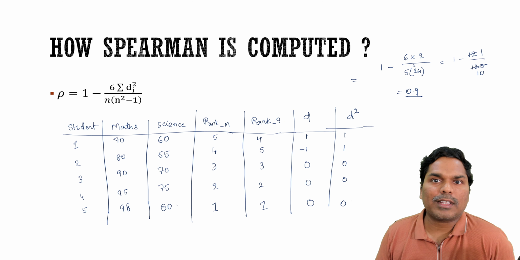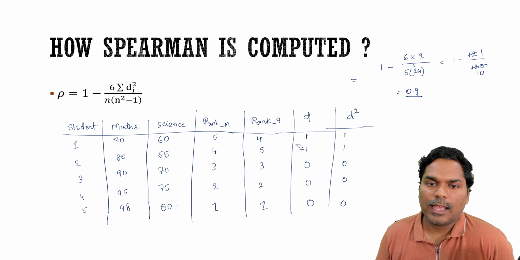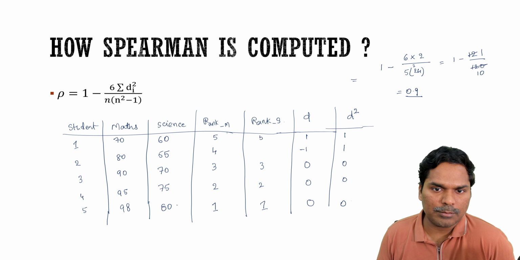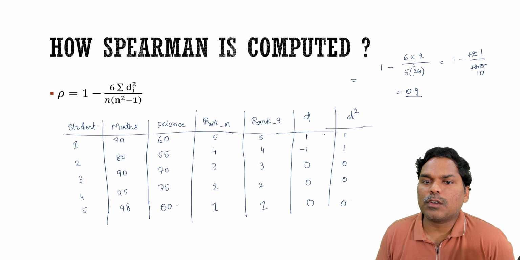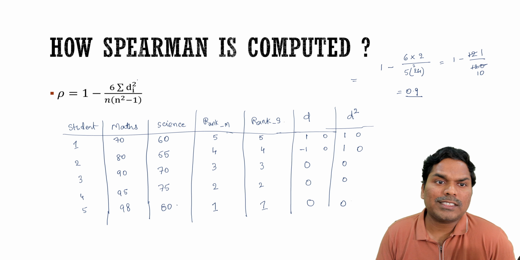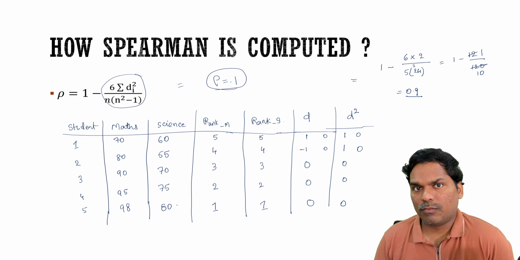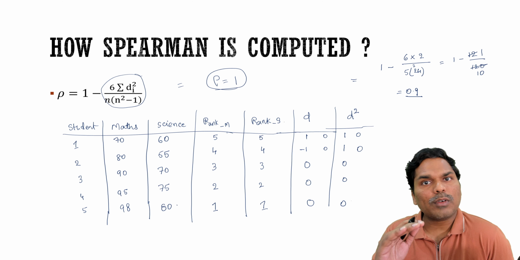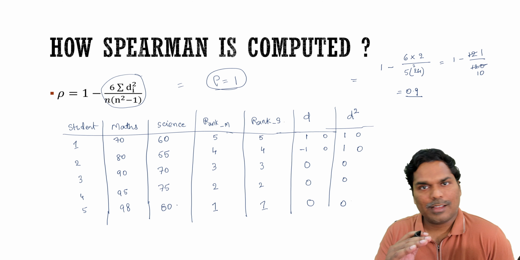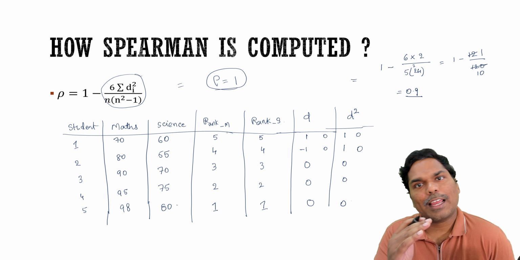Now imagine for that simple example that this is also 4 and this is also 5. For the sake of it, I'm just changing it, 5 and 4. In that case, your d's will become 0. Both d square also becomes 0. So this entire side becomes 0. So that means rho is equal to 1, the highest possible rho value.